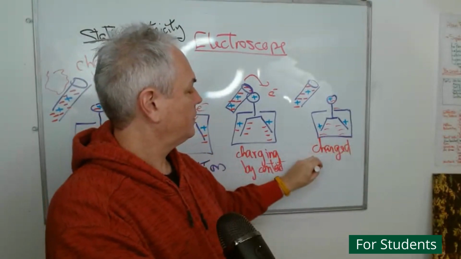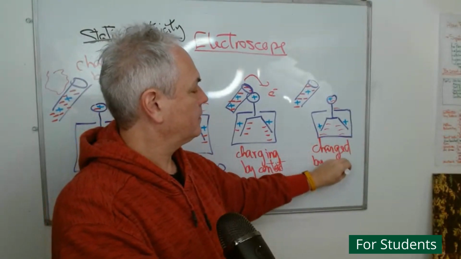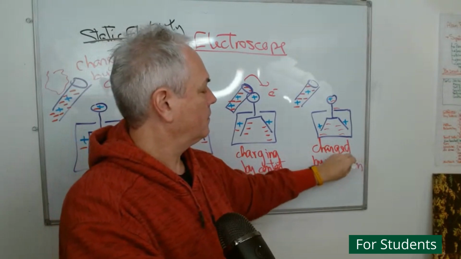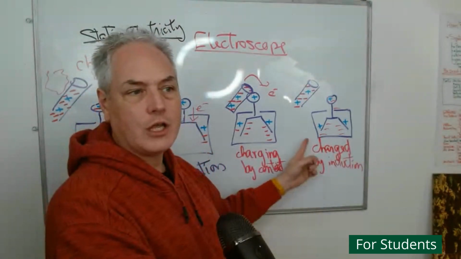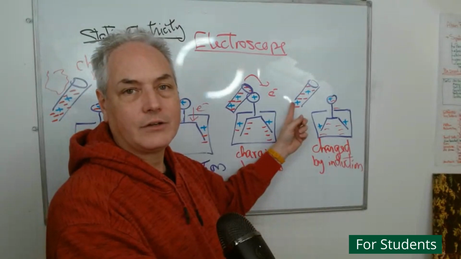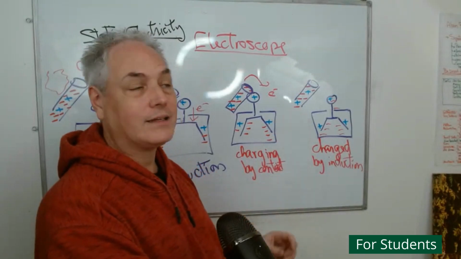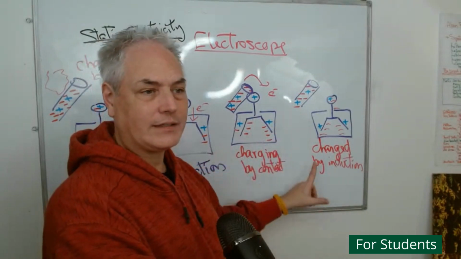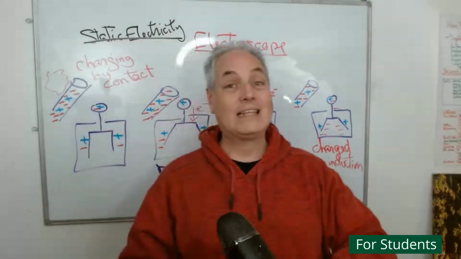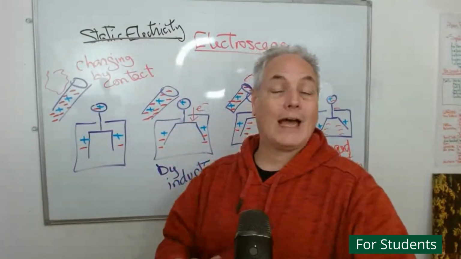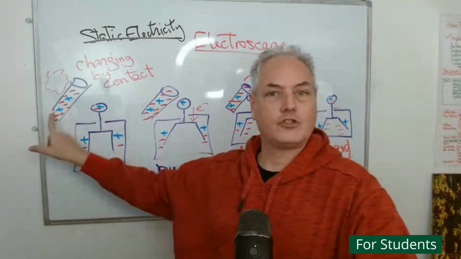Charged by induction. We have here an object that was charged using another material that was charged. So here I had a negatively charged object that can negatively charge the electroscope. Now this would work the same if you had a positively charged object.